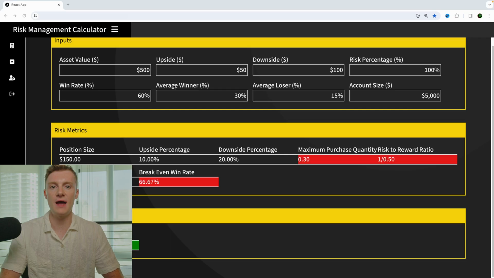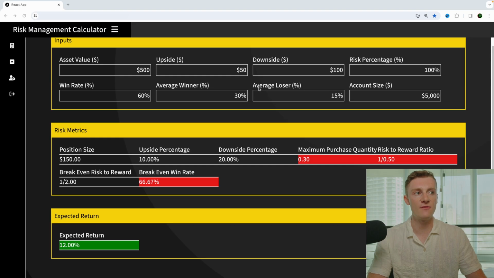And by using my risk management calculator, which you can see on my screen right now, taking into account our average loser and our average winner on a percentage basis and our win rate, we were able to gauge our expected return and our break-even risk to reward.